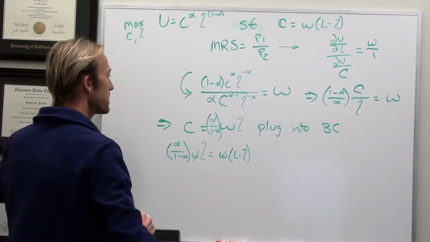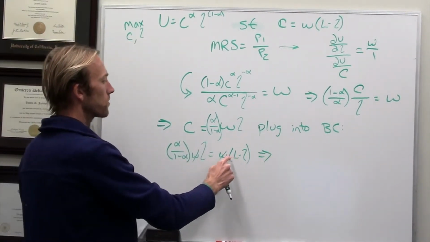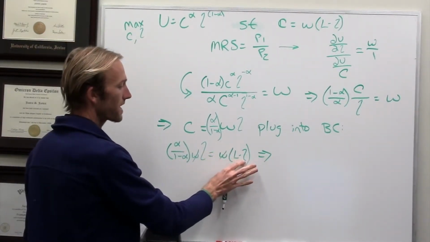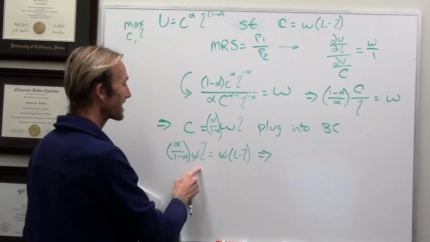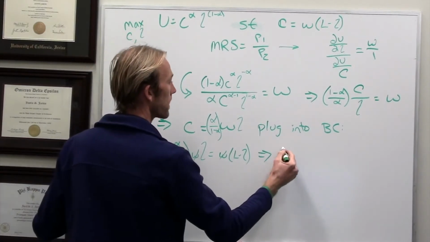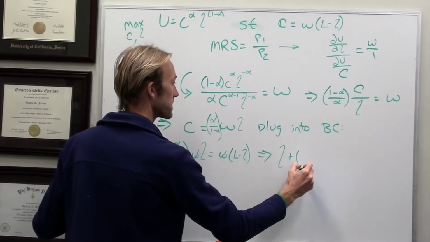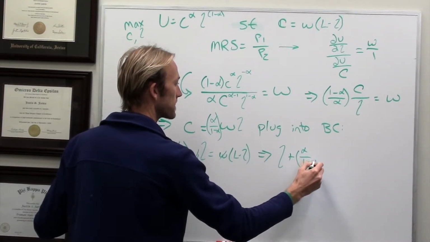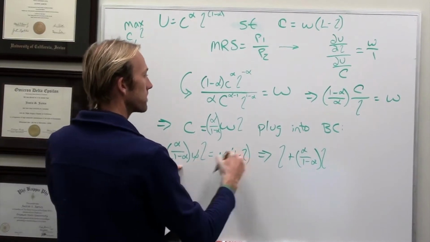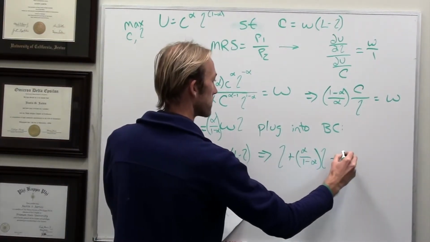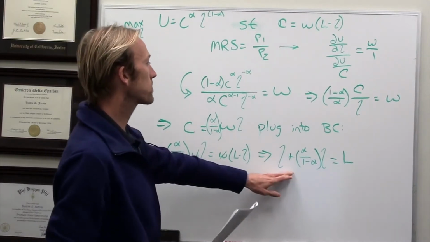Okay? And so now what do I have? My W's cancel. On this side is just cap L minus leisure. I want to solve for leisure, so I'm going to put all the leisures over here. I'm going to add a leisure to this side. So I will have leisure, that's the one I just added, plus alpha over 1 minus alpha times leisure, equals cap L.